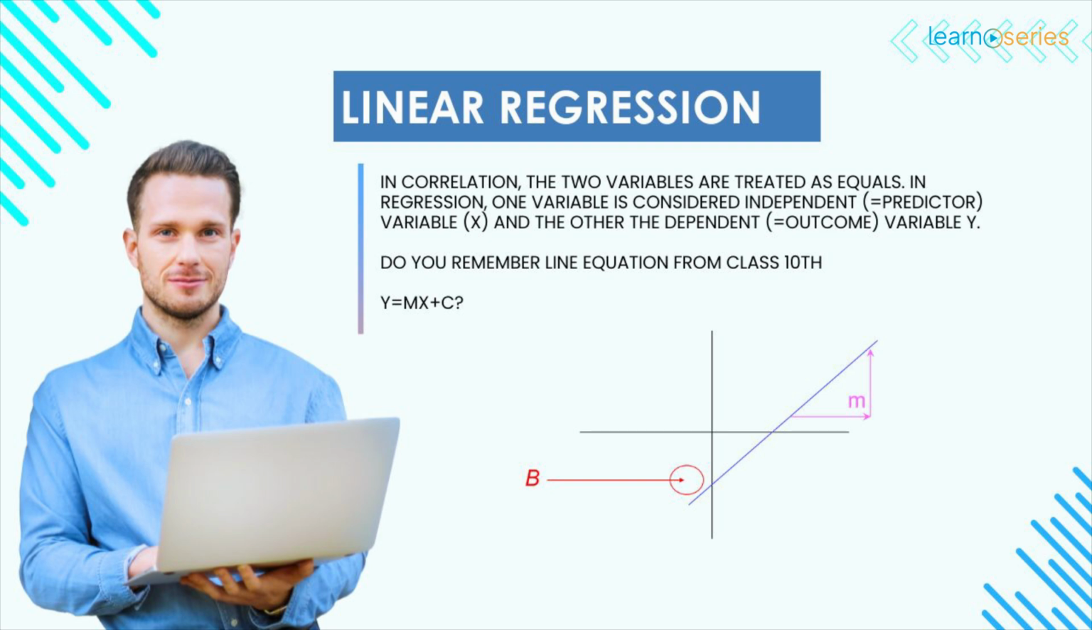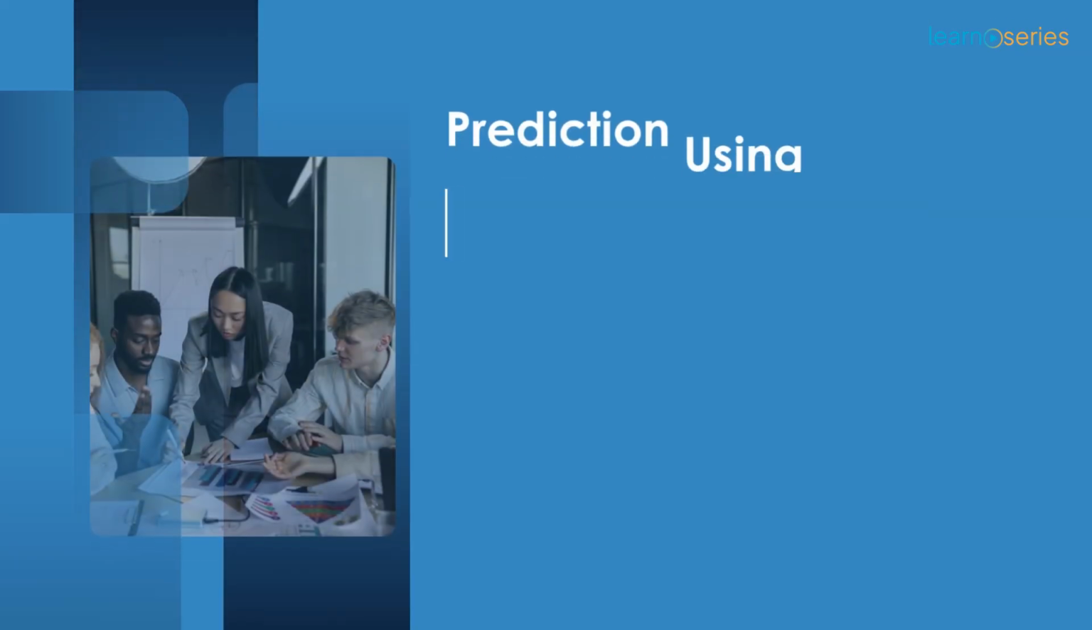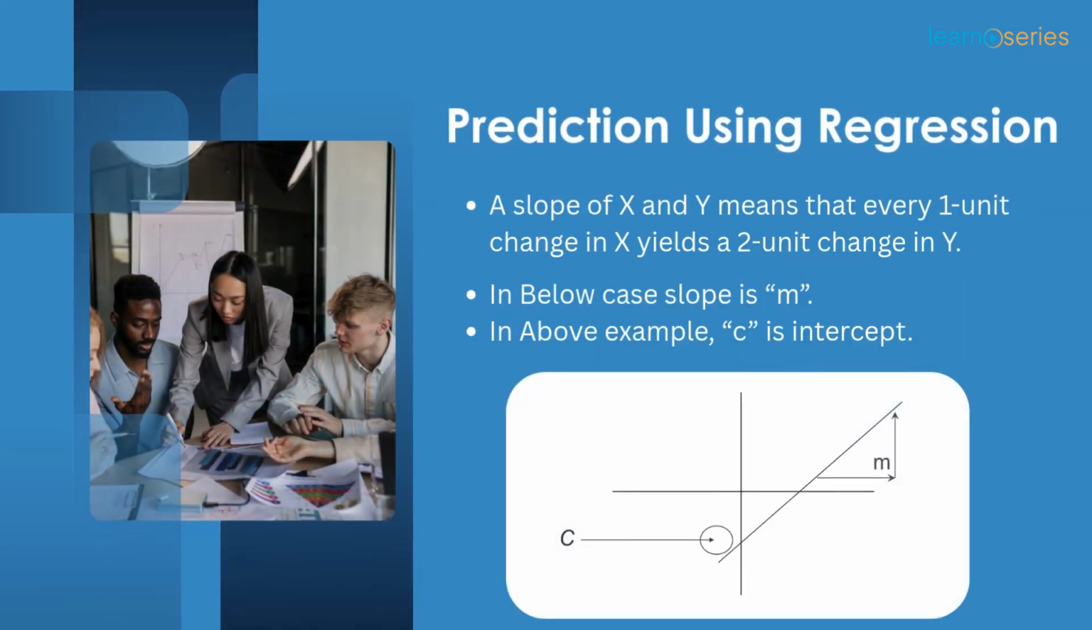What is the slope in the case of mx plus c? Yes, we have seen the slope is m, and c is the constant, which is also called the intercept. If you know something about x, this knowledge helps you predict something about y, because of the equation itself, y equals mx plus c. So, sound familiar?